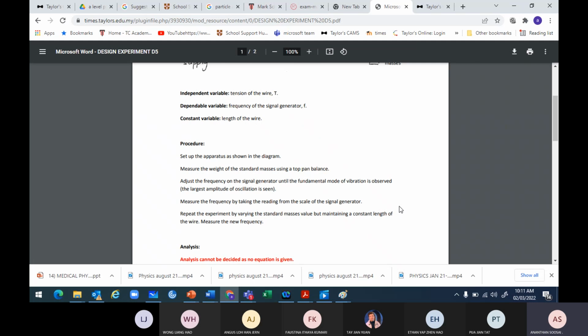Measure the weight by using a top pan balance. Good mark. What instrument? Measure the tension: measure the weight by using a top pan balance. The tension is the weight of the slotted mass. Measure the frequency until the fundamental mode is observed. One loop is fundamental, right? Your AS knowledge. Adjust the frequency of the signal generator until one loop is formed, until the fundamental mode of vibration is observed, where the largest amplitude of oscillation is seen.